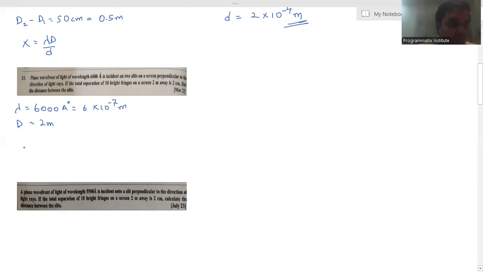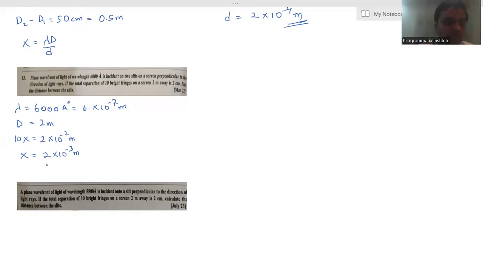So 10 bright fringes, that is 10 fringes. So 10x, the value you have over here, is 2 centimeter. So I can write the value as 2 into 10 raised to minus 2 meter. So only x will be 2 into 10 raised to minus 3 meter. This is for only one fringe. 10x was for 10 fringes, it was 2 centimeter, then for one fringe, just divide by 10. That's it. So things get really, really simpler for this.